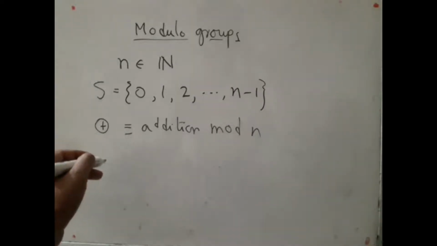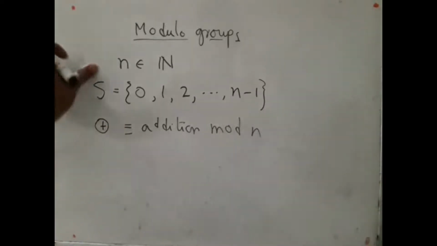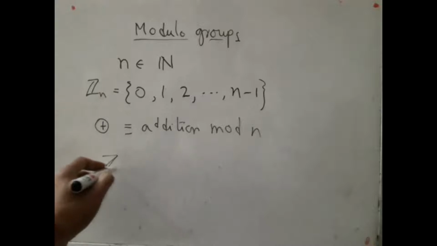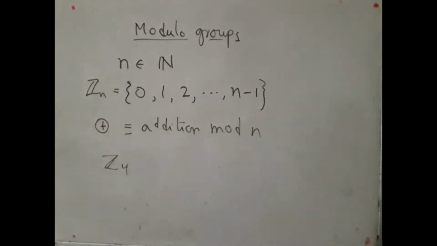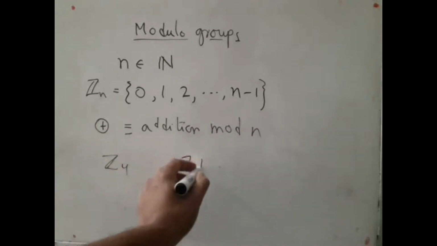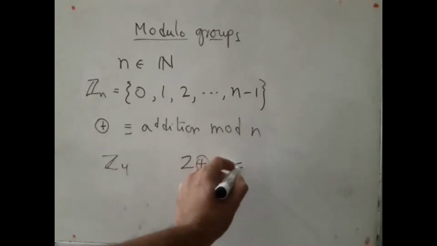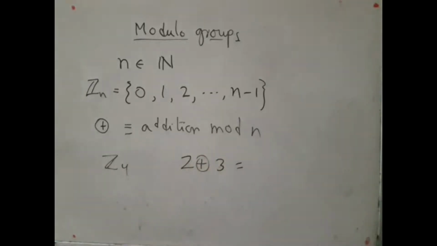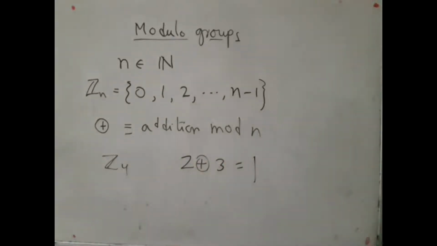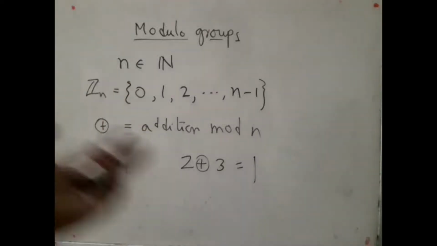For example, I will just call it by its more usual name, Zn. Suppose I take Z4. That will be 0 to 3. So in Z4, if I try to add 2 and 3, I will do the following. 2 plus 3 is equal to 5, and then divide by 4, and the remainder is 1. So I will say 2 plus 3 equal to 1 modulo 4. That will be a group. It is quite easy to check that it will be a group.